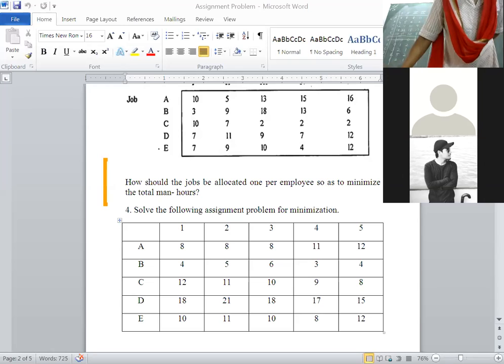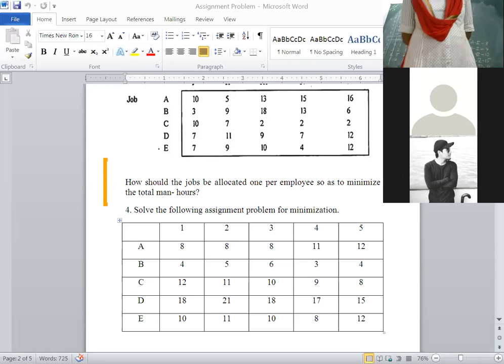Okay, Aditi Verma. Aditi Verma. Can you explain the Hungarian method? Okay, she's not responding. Balaji. Balaji Rathod.